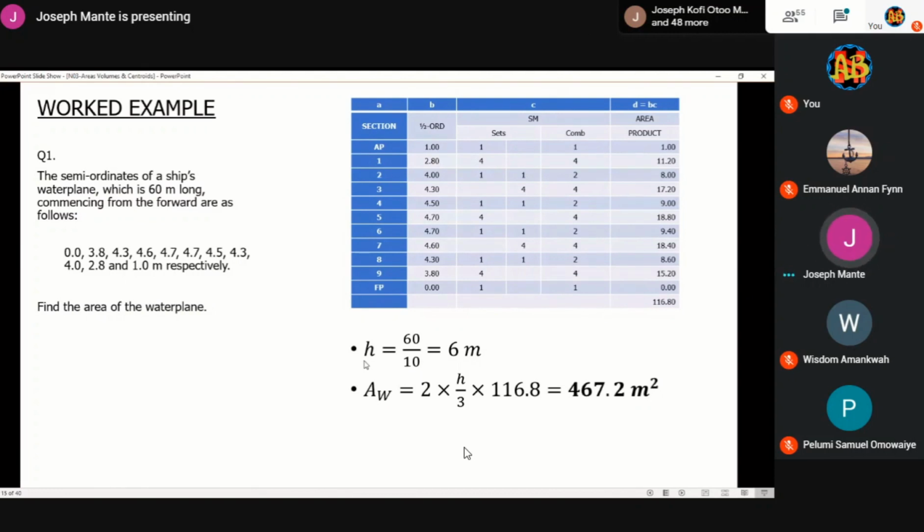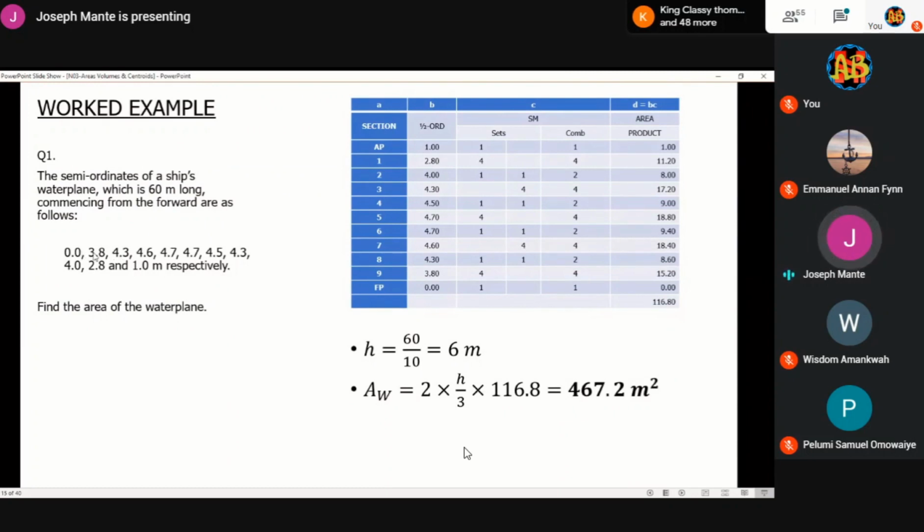So the h becomes the interval. At what point did you divide the whole length? Here we divide the whole length into 10 equal parts. 1, 2, 3. So from 0.0 to 3.8 is one interval. From 3.8 to 4.0 is one interval.